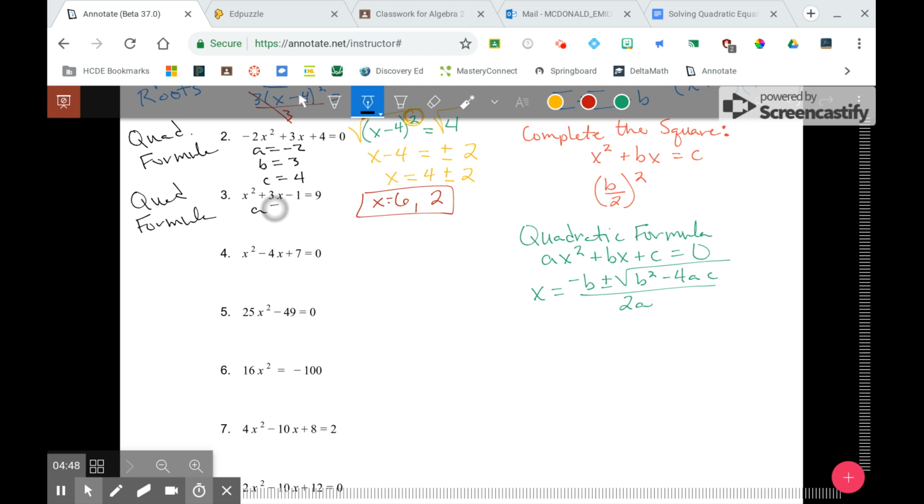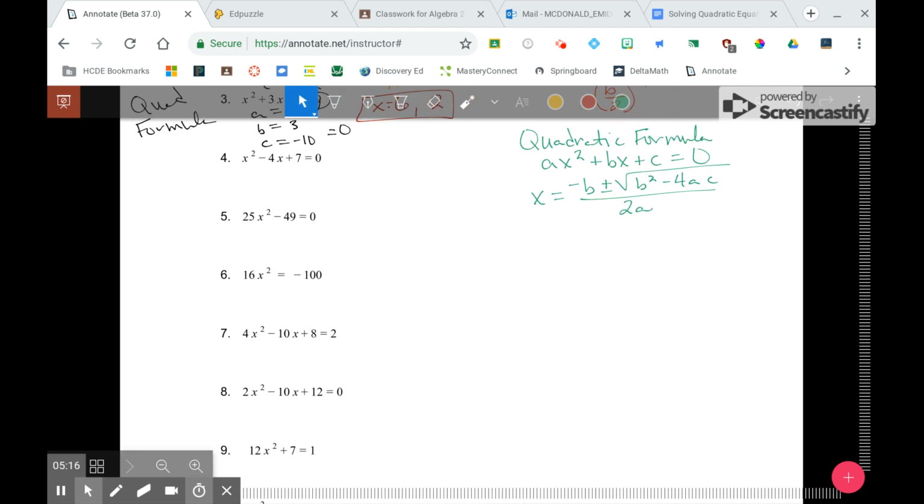So you need to identify A, B, and C. Again, once you move this 9 to the other side, don't identify A, B, and C until your equation is equal to 0. So what is A, B, and C? A, you should have gotten 1, B, 3, and C, -10. Now plug into the quadratic formula and you'll get your x values.